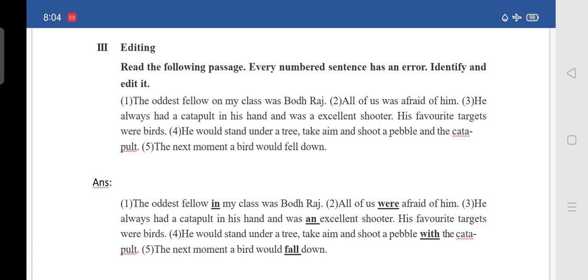His favorite targets were birds. He would stand under a tree, take aim, and shoot a pebble and the catapult. So, in the place of and, you have to write with. He would stand under a tree, take aim, and shoot a pebble with the catapult. The next moment, a bird would fell down. In place of fell, you have to write fall. The next moment, a bird would fall down.